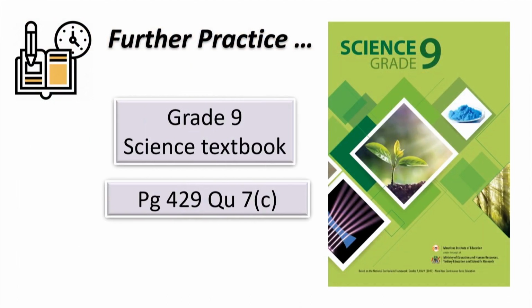Do try to write the equations for the reactions between iron and copper with oxygen by completing question 7c on page 429 of your science textbook.